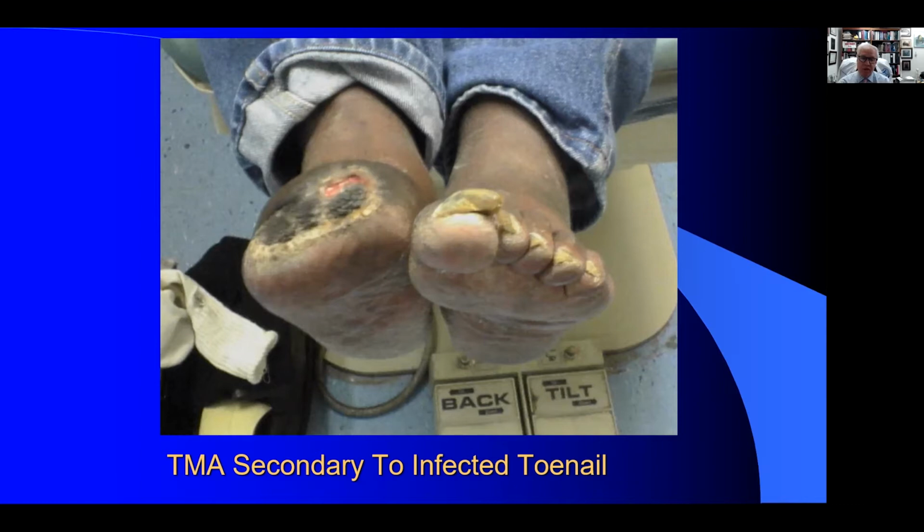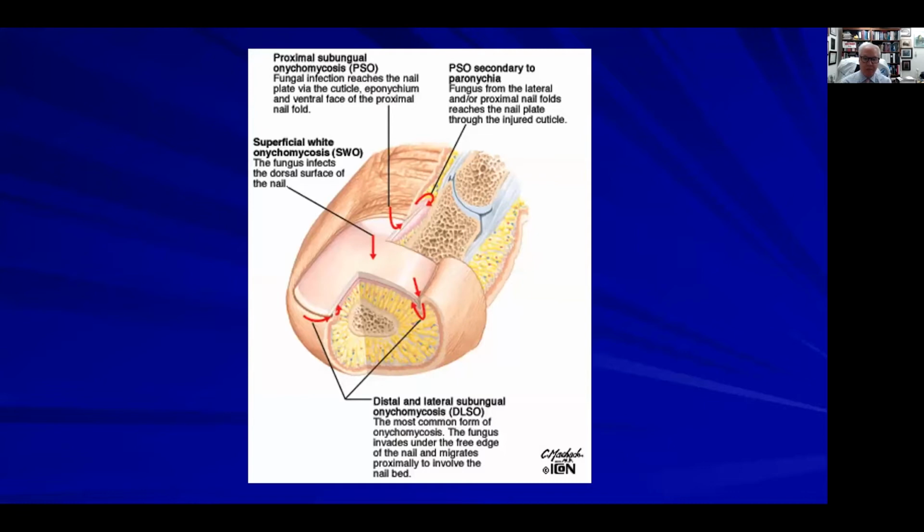So this is a major problem in our patients, and even though it's not sexy for students or residents to be involved in basic nail care, it really does have a profound effect on the long-term well-being of the lower extremity.